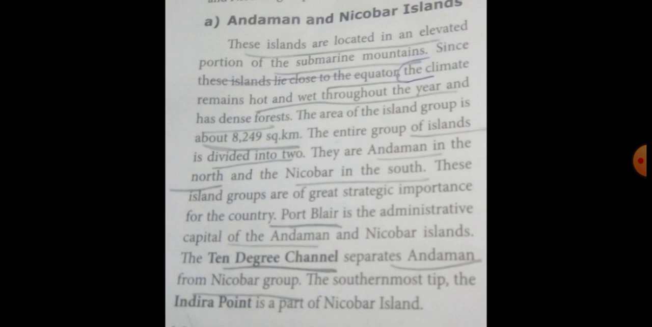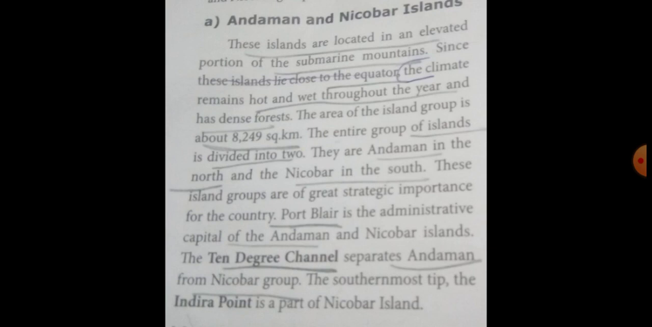What are the two major island groups of India? Andaman and Nicobar Islands and Lakshadweep. The former group consists of 572 islands located in the Bay of Bengal, and 27 islands are located in the Arabian Sea.